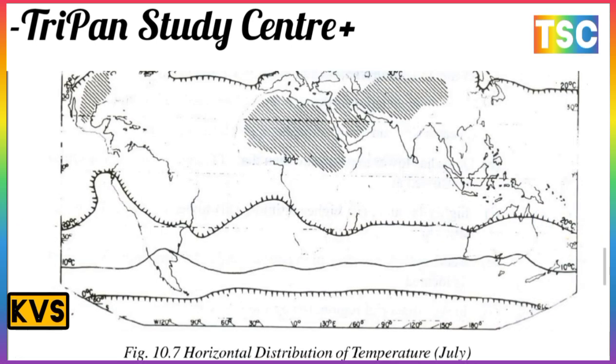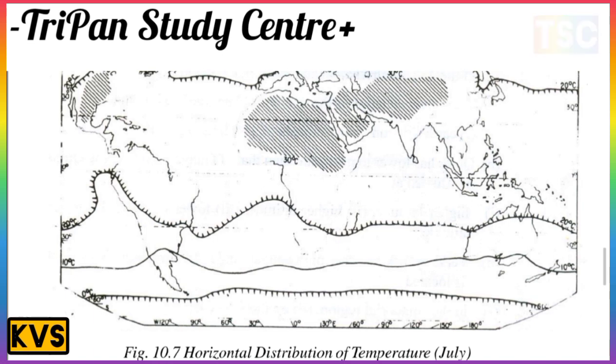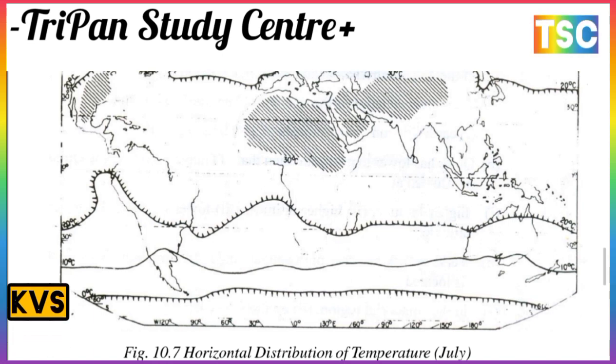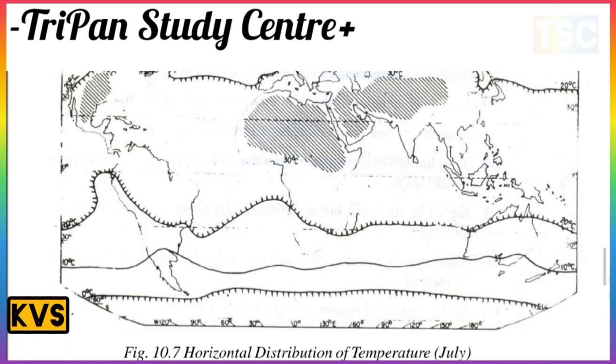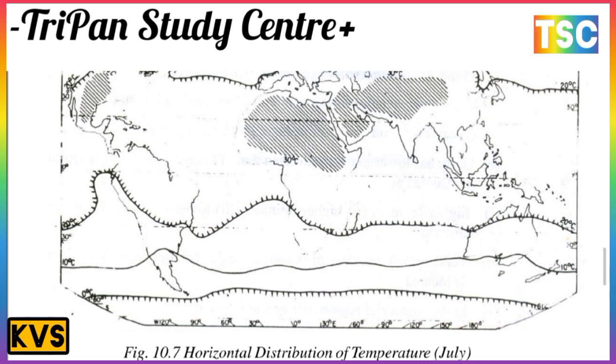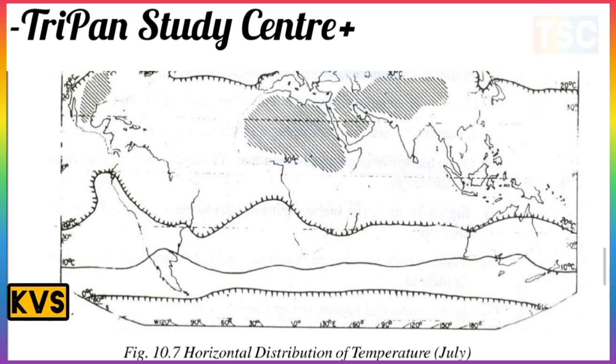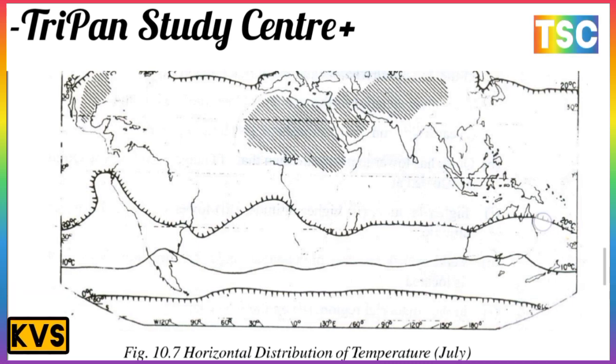Here the diagram shows the horizontal distribution of temperature in July. In the July temperature map, there is a change in the sequence. This is most important. Compared to January and July, there is more difference. On this figure, this is important.